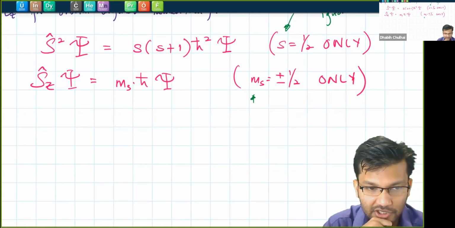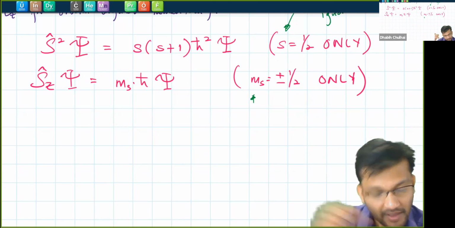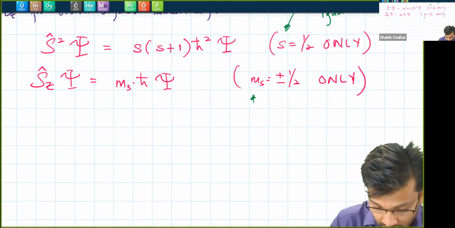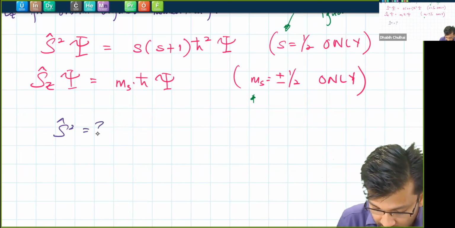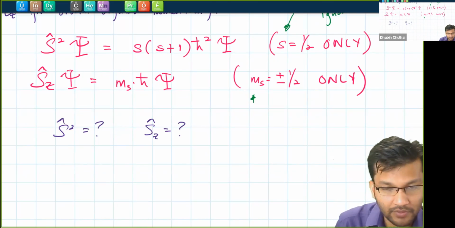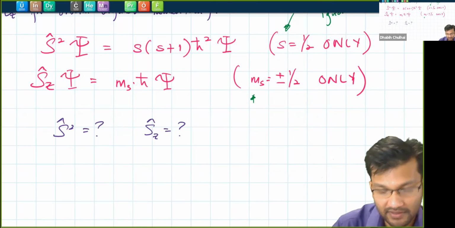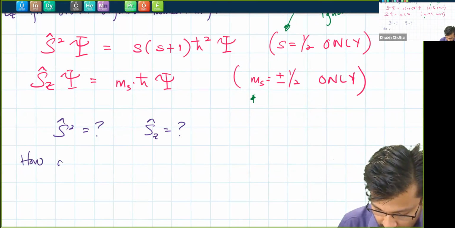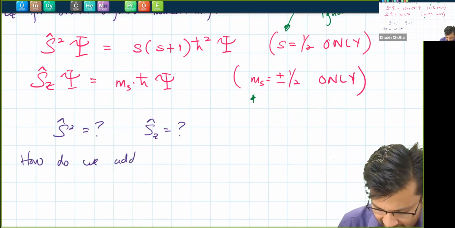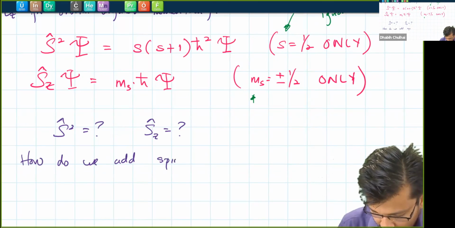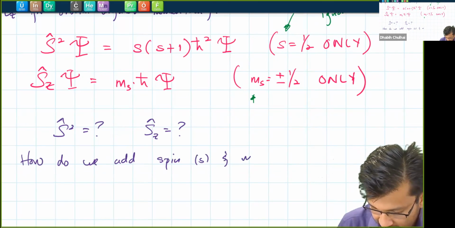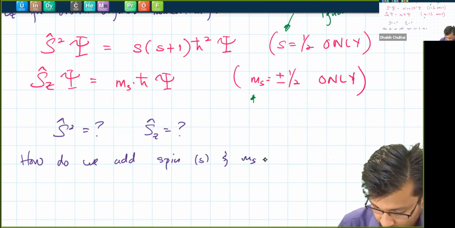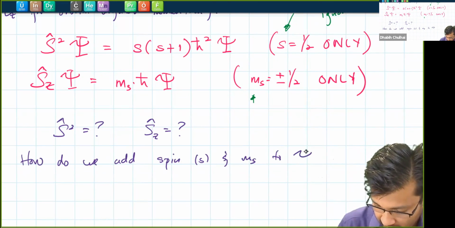So we can measure the spin, we can measure the total spin, we can measure the z component of the spin. But like I was saying earlier, we don't know what these operators are, so we don't even know what they should look like when we plug them into our equation. So how do we add spin and this ms value to the wave function?